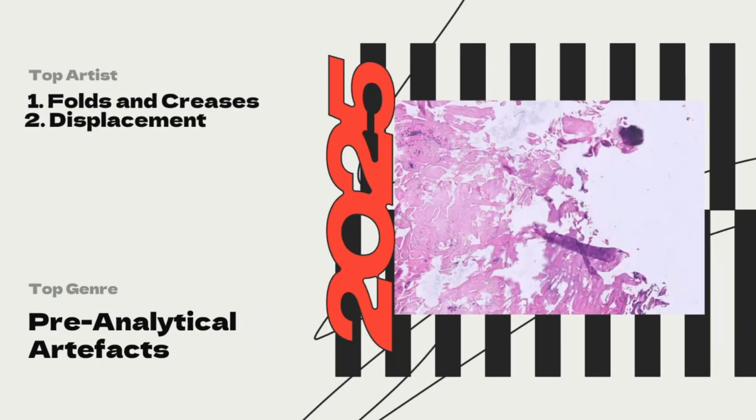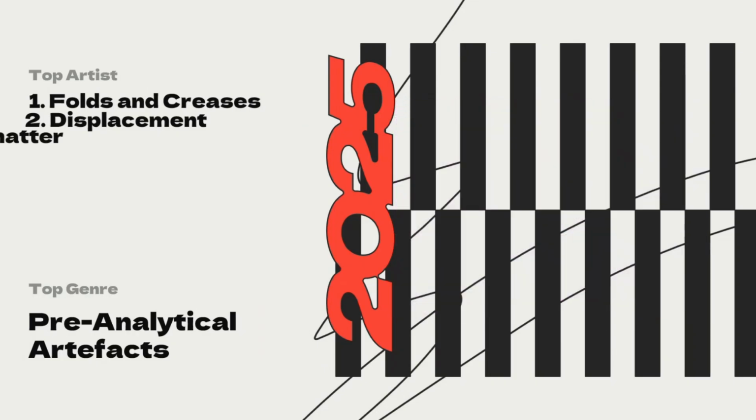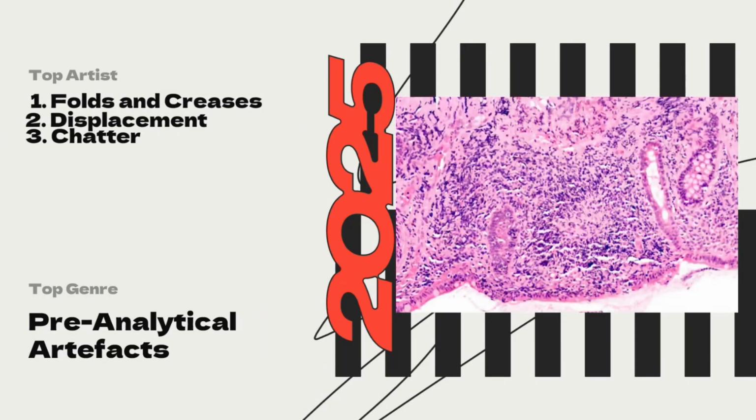We do get a lot of displacement. Again, it's just these foundational histology skills where we just need to improve it in the future. So 47% of our submissions had displacement. And chatter, again, just slow it down, cool your blocks down, make sure you're not getting chatter because again, AI will pick this up in the future and they may think it's something that it's not. 38% of our participants demonstrated chatter.